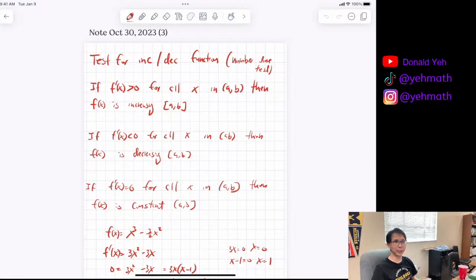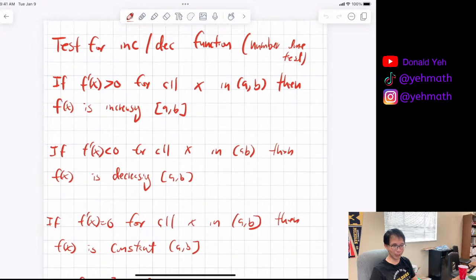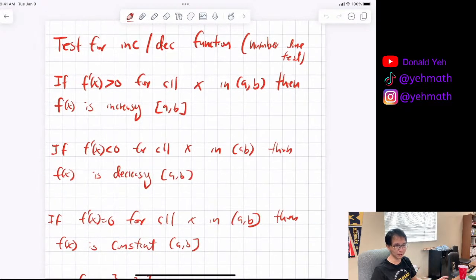Here's what we're going to do. We're going to learn how to test for increasing and decreasing of a function, which is a number line test. We talked about the number line test at the very beginning of the year, and then we never used it again. But I told you that question was so important that you had to learn how to do number line tests back then.